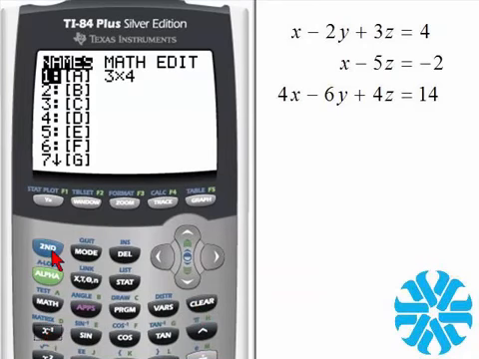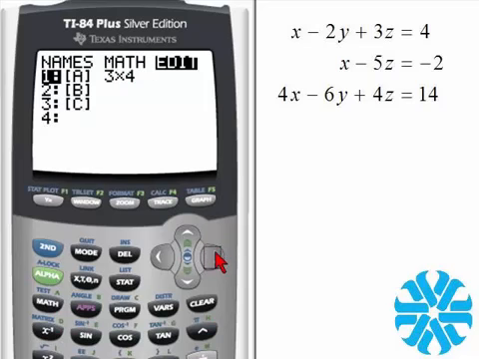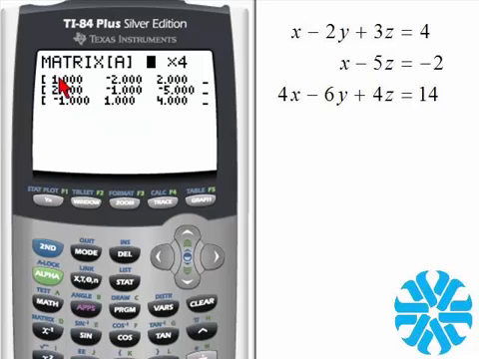Alright, so here's our matrix. It's already in the dimensions 3 rows by 4 columns. So let's go ahead and just edit that. So I'll select enter. Now let's just change these values. So for the first one, 1x, that's fine. Minus 2y, that's okay. This needs to be a 3 for 3z. So change that to 3, select enter, and then equals 4, that's fine.